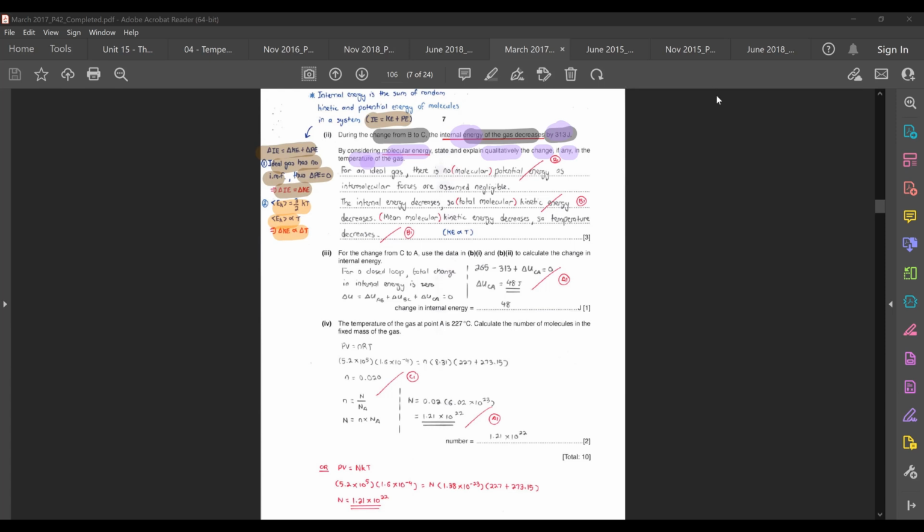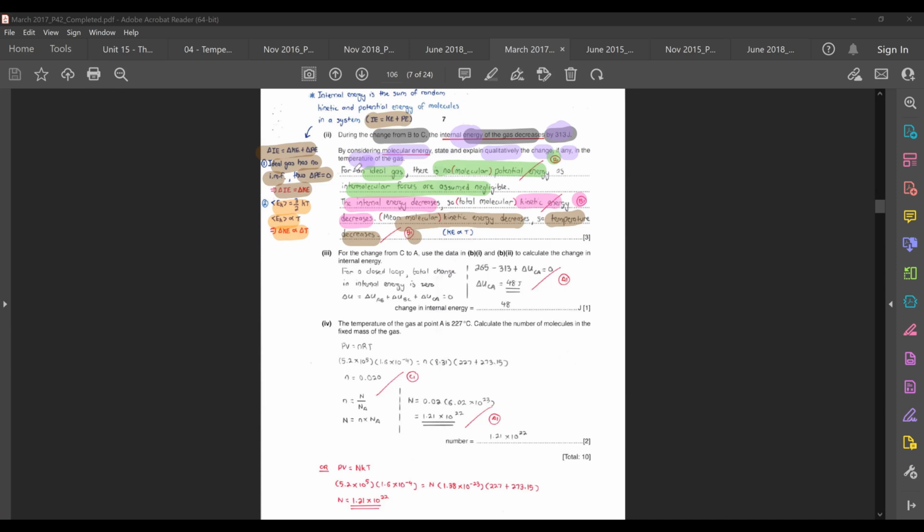So if you then write your answer, you need to explain it in this way. For an ideal gas, you have no intermolecular potential. You have no molecular potential energy because intermolecular forces are assumed negligible. This is the first point. Your internal energy decreases, so total kinetic energy decreases. This is your second point. And the last point is because your mean kinetic energy decreases, your temperature decreases. So these are the points that are given marks here.